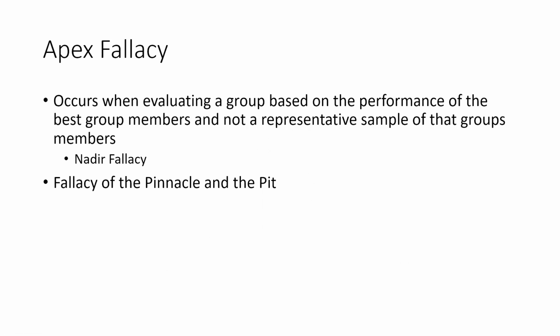So let's get into the actual meat of this, which is the apex fallacy. It occurs when evaluating a group based on the performance of the best group members and not a representative sample of that group's members. Now, I would replace representative with random and representative. That's a very important thing to know in stats. If something's not random and representative, then you're not getting an actual representative sample. You can get a sample that's representative, but it won't be random. You always want to make sure that your data is relatively random, so you're getting the best group of people to represent the population that you're trying to get.